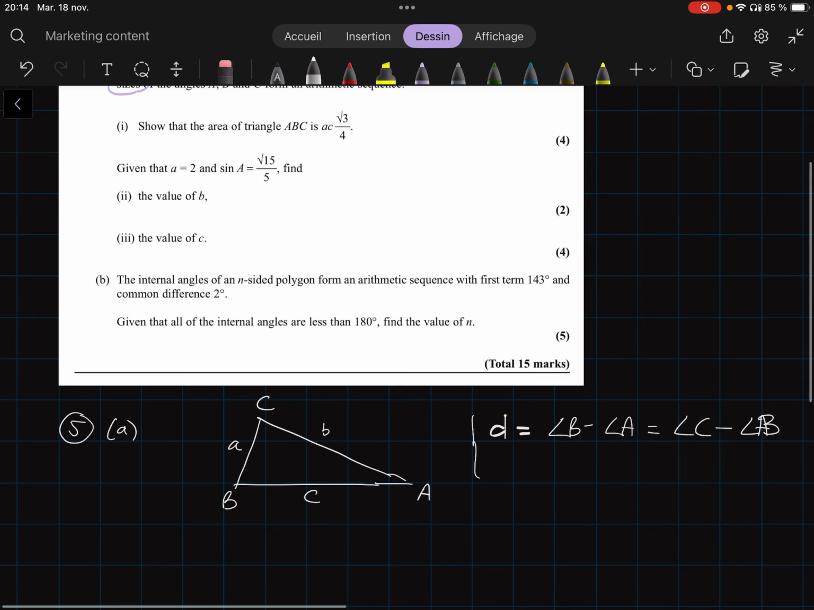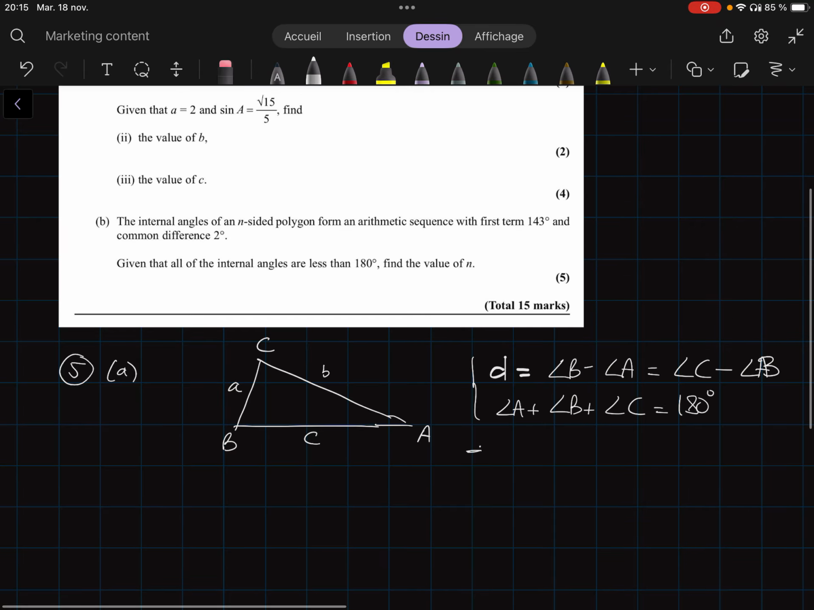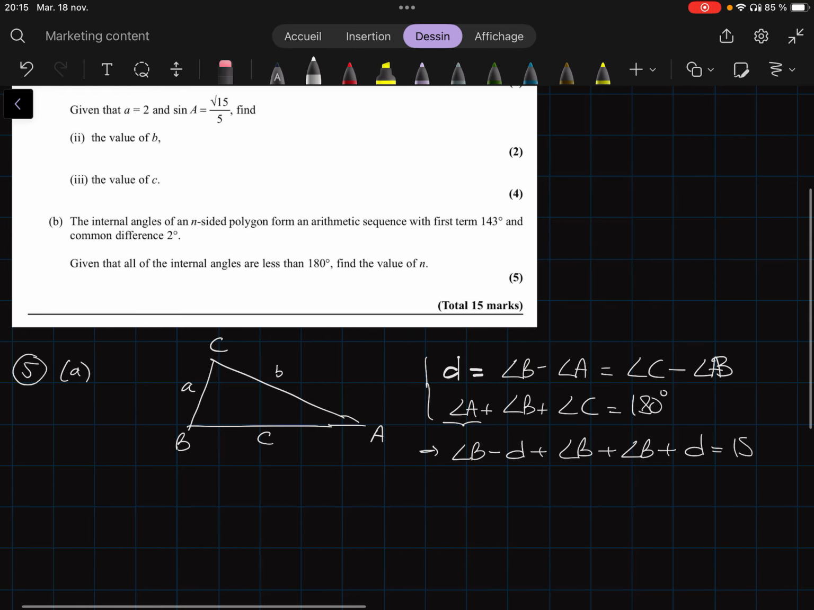Furthermore, we know that the sum of the three angles in this triangle has to be 180 degrees. Therefore, angle A is angle B minus D. Angle C is angle B plus D. The D's cancel out. We can then deduce that angle B has to be 60 degrees.